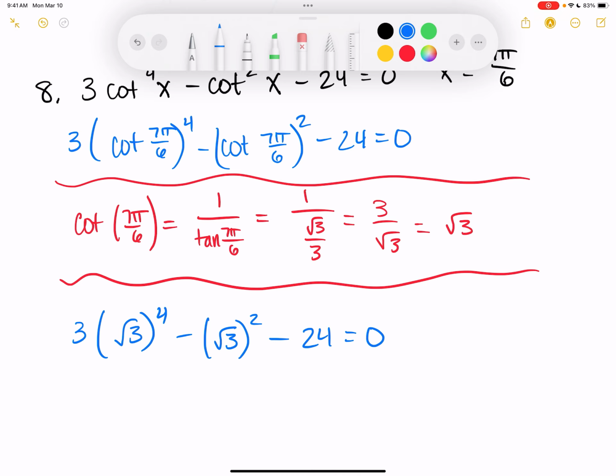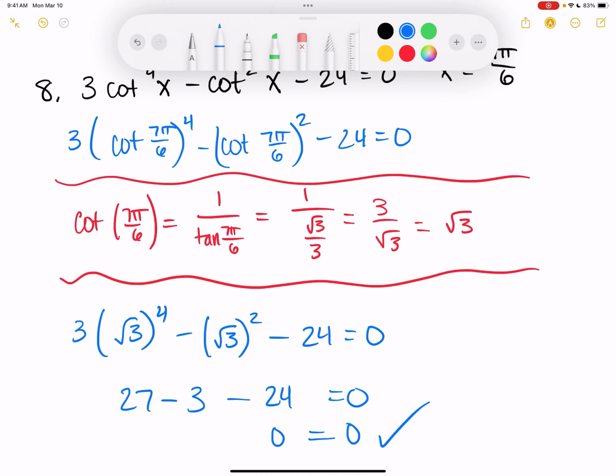Okay, so what is the square root of 3 to the 4th? 9. So this is 3 times 9, which is 27. 27 minus the square root of 3 squared, 3, minus 24. So 0 equals 0. So this one also worked. Now, these problems are verifying; both of ours happen to work, but don't just assume that it's automatically going to work. They may or they may not. So make sure you're paying attention to that as you're doing those ones.